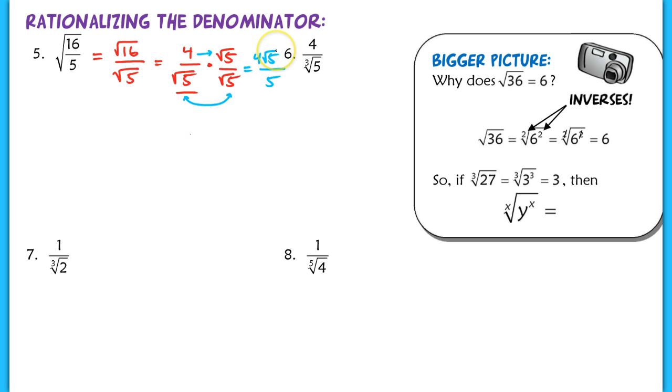So really all I'm doing is applying the value of 1 here. I'm multiplying by 1, but I'm rewriting it as a fraction so I can multiply straight across. Okay, so that becomes 4 root 5 over 5. That's the rationalized expression for this original radical expression here. Now when we try number 6, this is going to be a lot trickier.